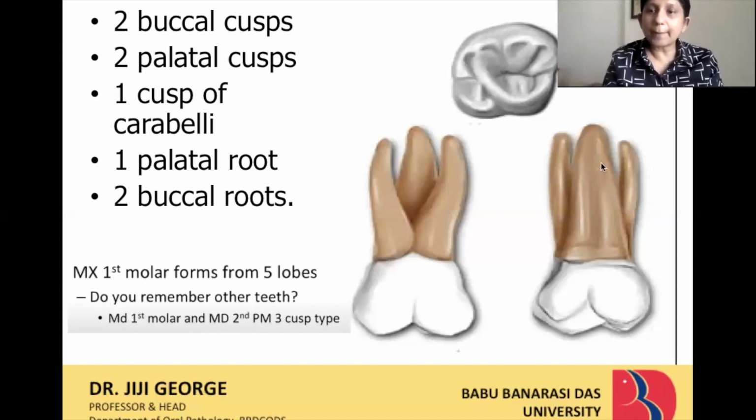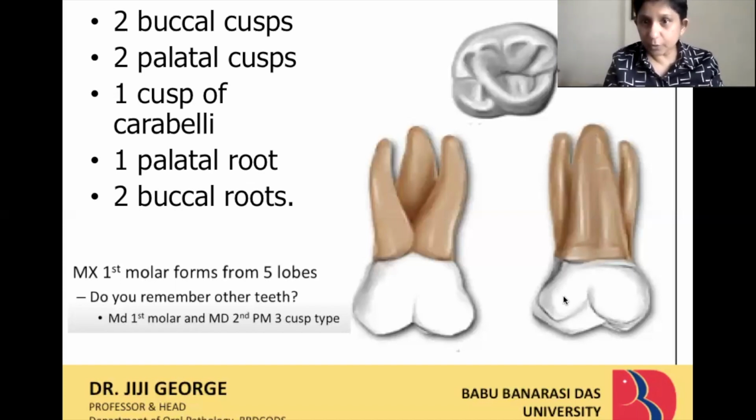You can see the palatal root out here, which is seen in its entirety, and in the background you can see both the buccal roots. So if this is the mesiolingual cusp where the tubercle of Carabelli is seen, that means this is the mesiolingual cusp.